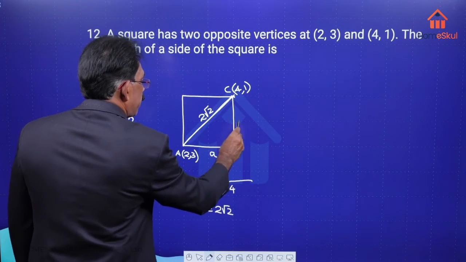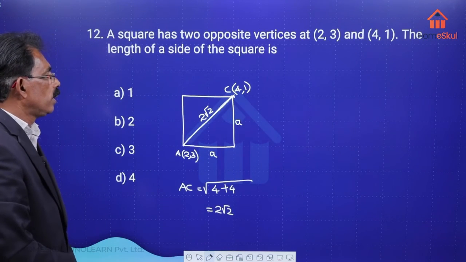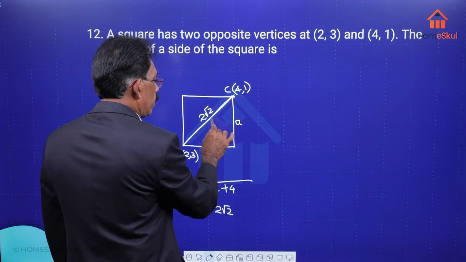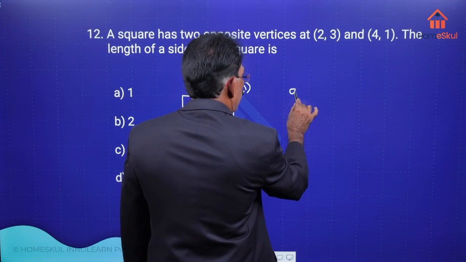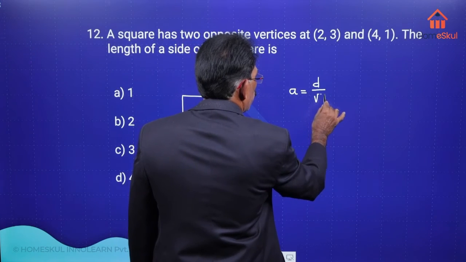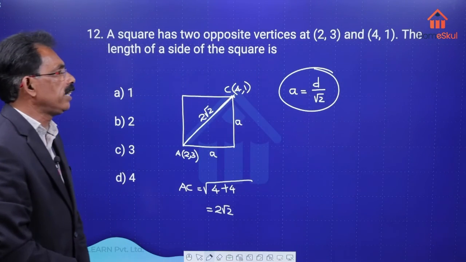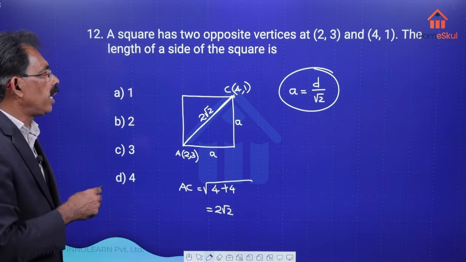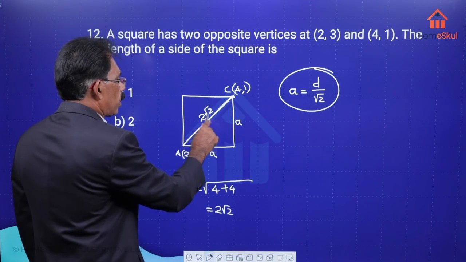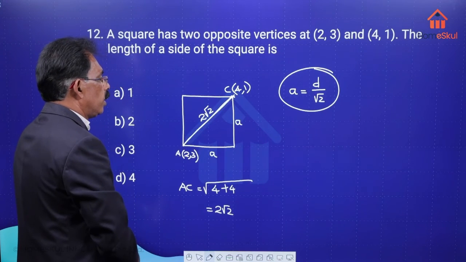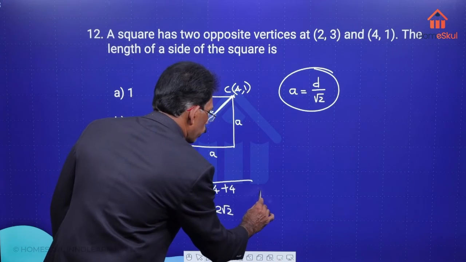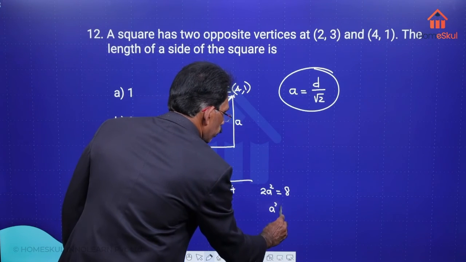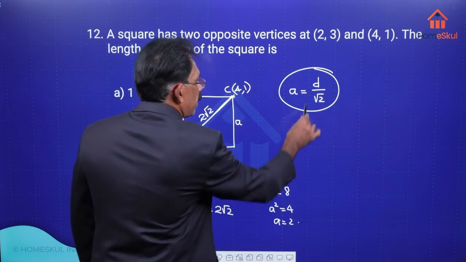Here, by the Pythagoras theorem, a square plus a square equals d square, so 2a square is equal to 8. There is a formula: the side a is equal to d by root 2. How do you get this formula? a square plus a square is equal to d square, so 2a square is equal to 8, a square is equal to 4, then a is equal to 2. And 2 is the answer.